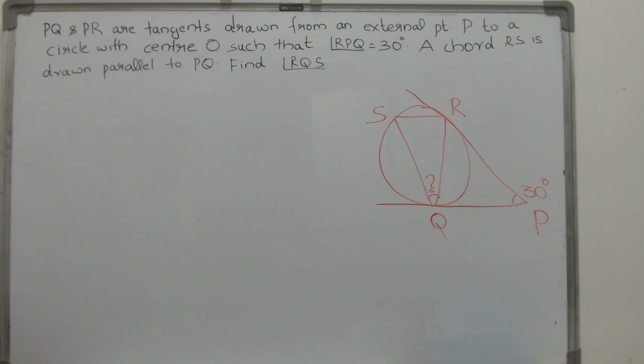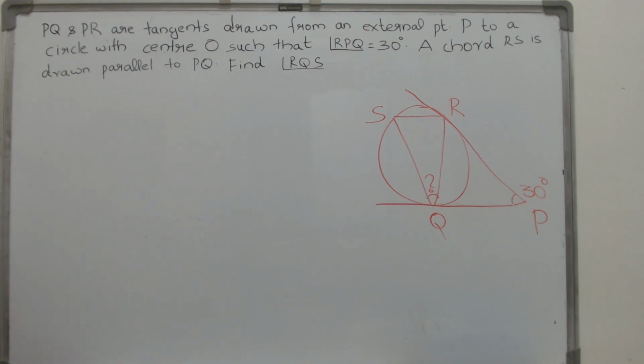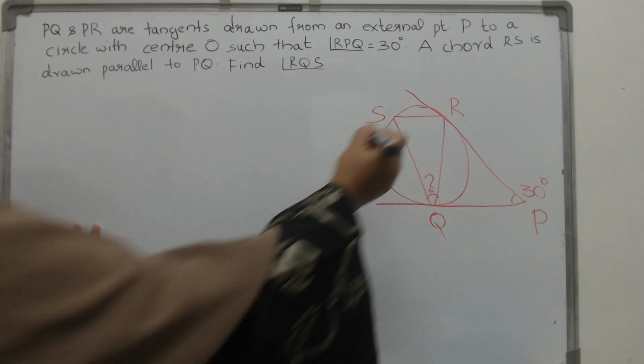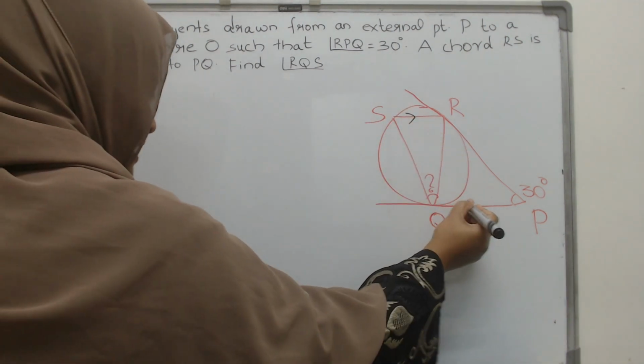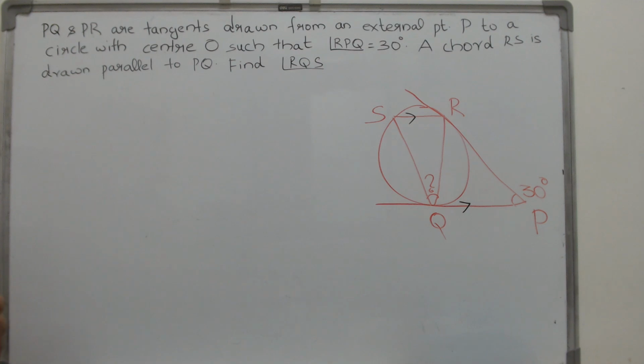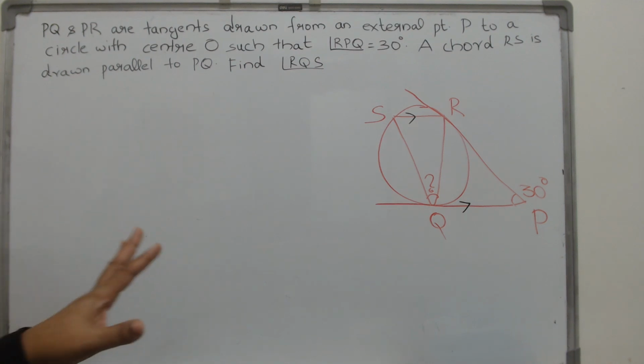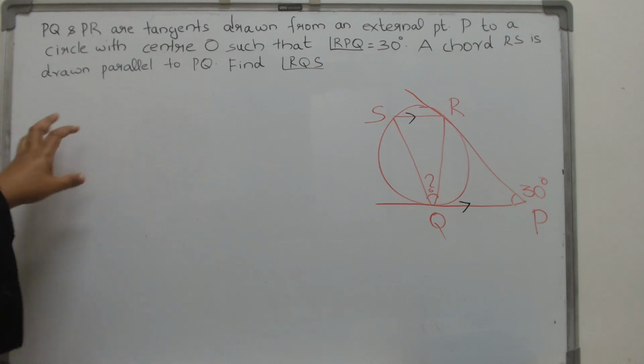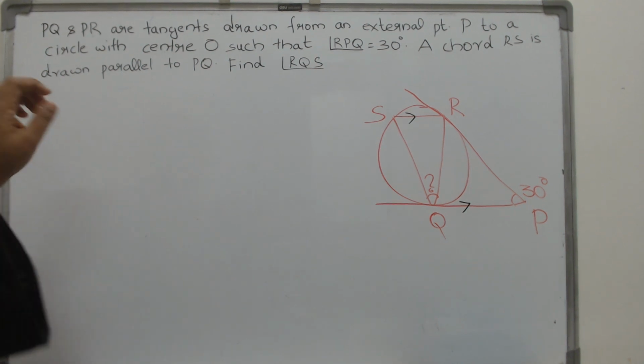What is the information given? A chord RS is parallel to PQ. That means from here onwards you have to look out for alternate interior angles, corresponding angles. Just watch out for them. What is the other information given?